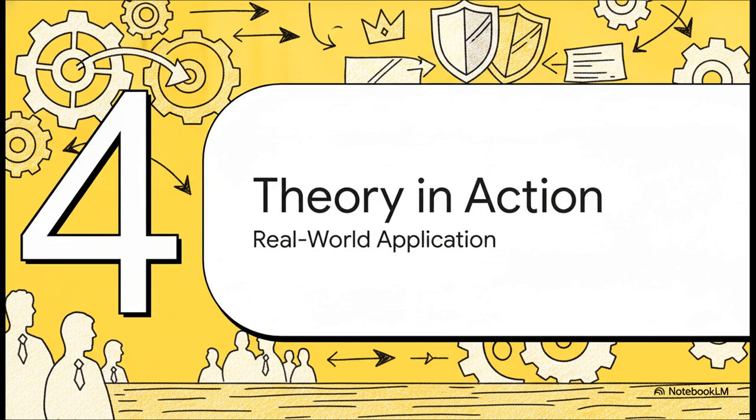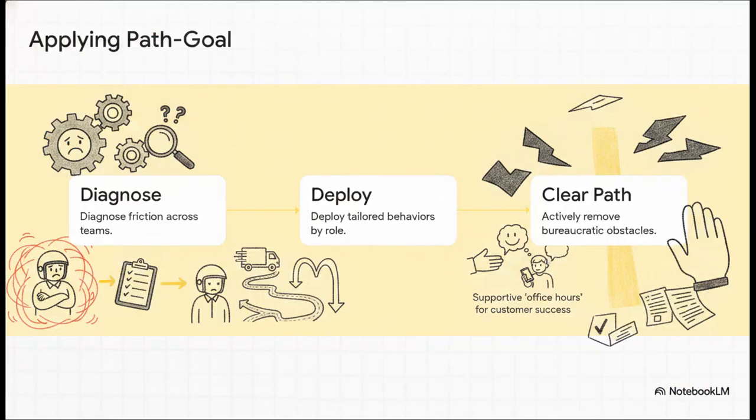Section 4. Theory in action. Let's step out of the theoretical realm for a minute. Our sources highlight a fantastic case study of a $500 million logistics technology company that was rolling out a new routing engine to hundreds of enterprise customers. They faced high friction, tons of delays, and completely plunging morale. But rather than just telling everyone to work harder, the leadership applied path goal theory chronologically.